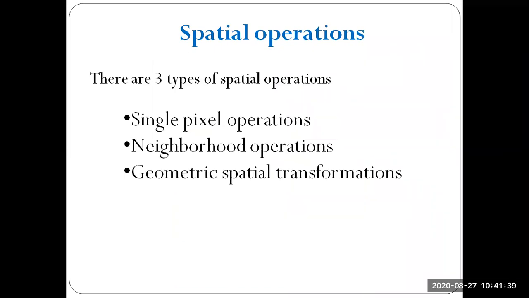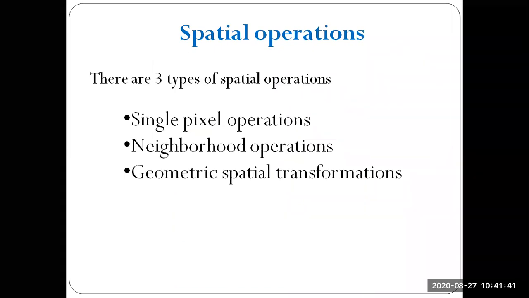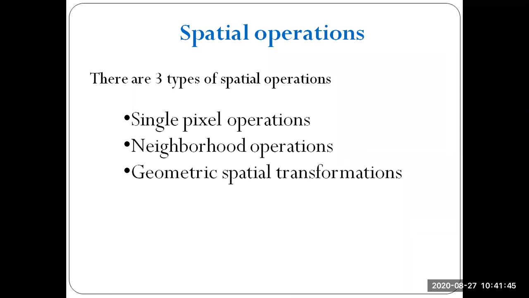Okay, next, spatial operations. What are spatial operations? There are three types of spatial operations. Spatial operations means we are changing the intensity levels of a particular pixel value. They are single pixel operations, neighborhood operations, and geometric spatial operations. If you change only one pixel value, that is called single pixel operation, pixel by pixel.